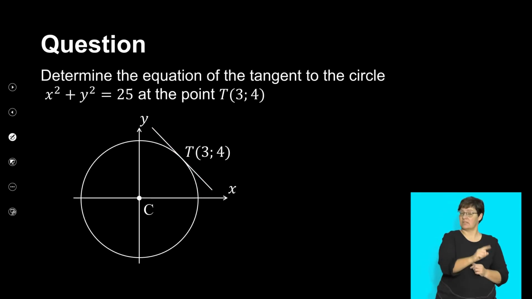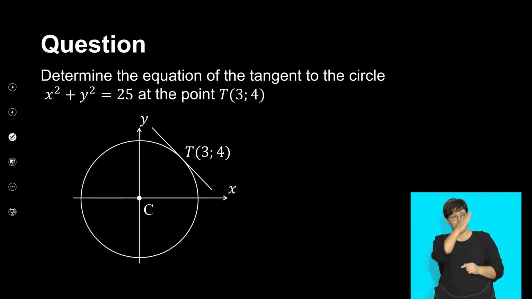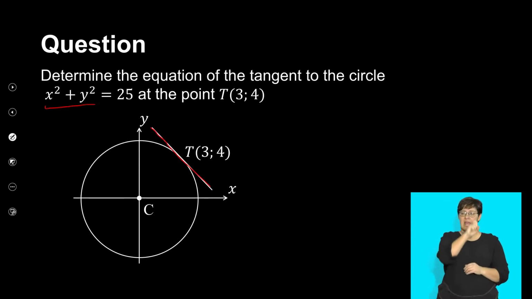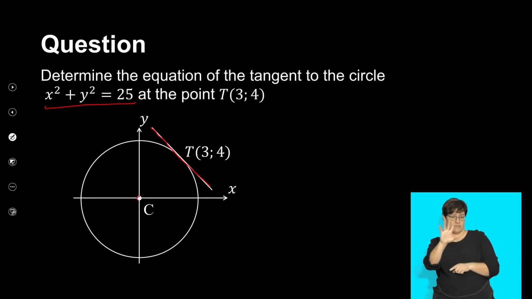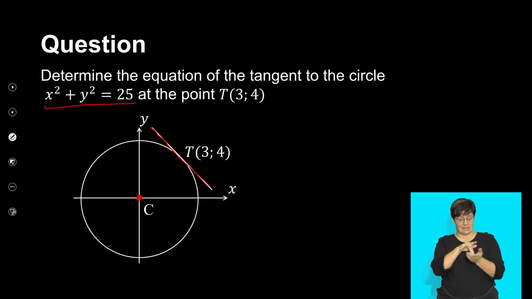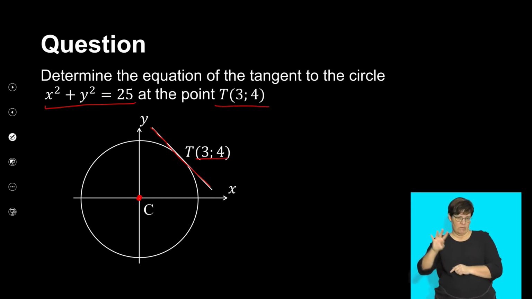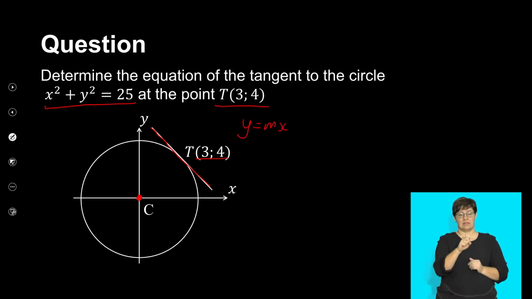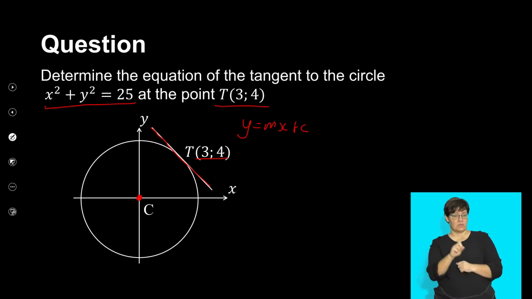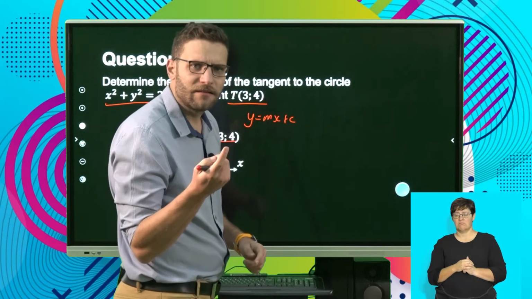Our first question says, determine the equation of the tangent. Here I can see my tangent in red, to the circle x squared plus y squared equals 25. So the center of the circle is at the origin, and the tangent touches at the point (3, 4). They want me to calculate the tangent at that point. When we're talking about an equation, it's a line, so it's going to be mx plus c. So what I need to calculate is the gradient and the y-intercept.